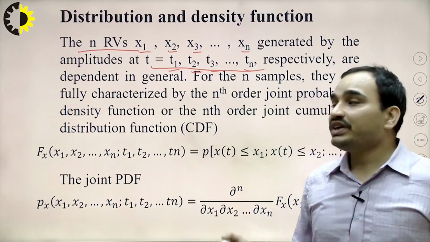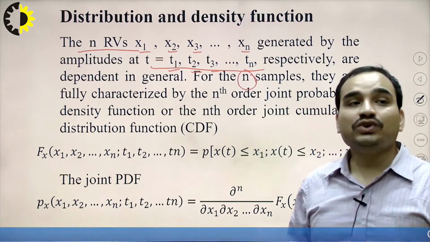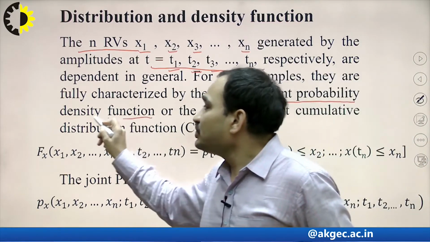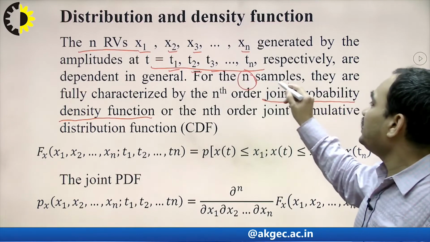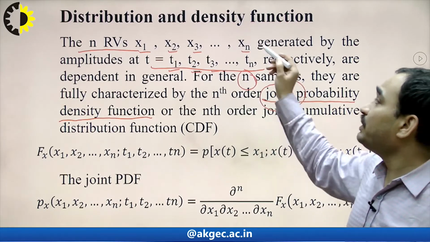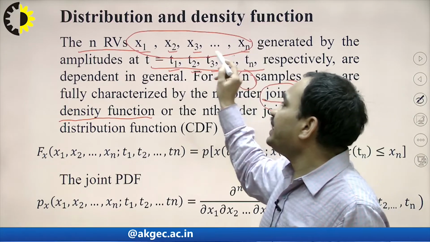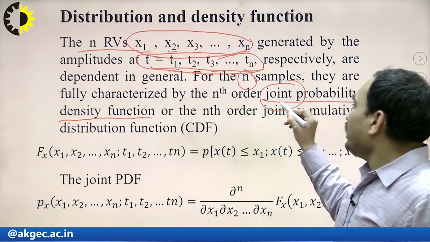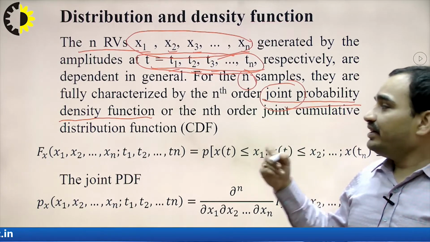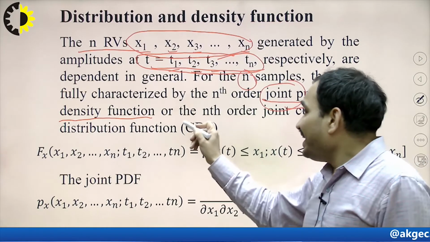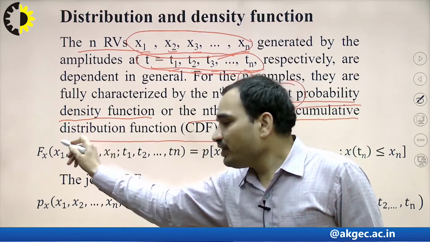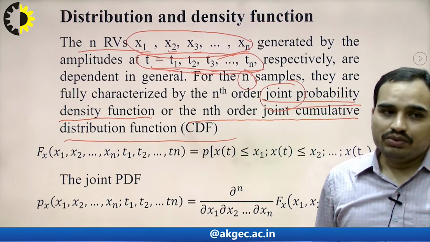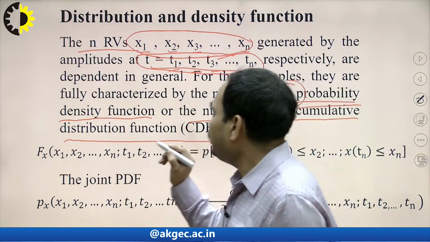So how many samples have we taken? We have taken n number of samples, which is fully characterized by the nth order joint probability density function. We call it a joint probability density function because we have considered multiple random variables at different time instants, that is t1 up to tn. So we call it the joint probability density function, and we can find the nth order joint cumulative distribution function. These two are important for a random process.